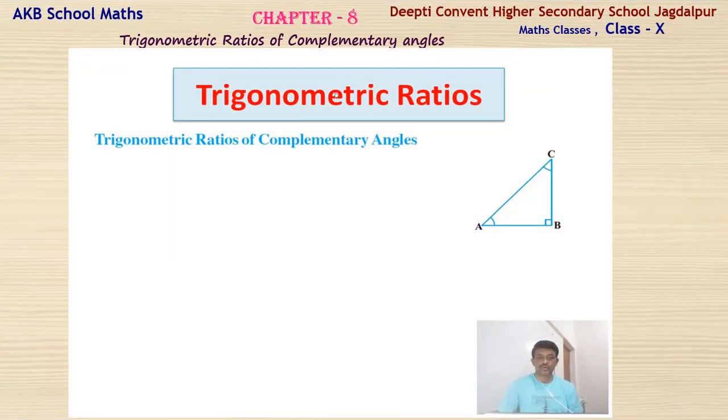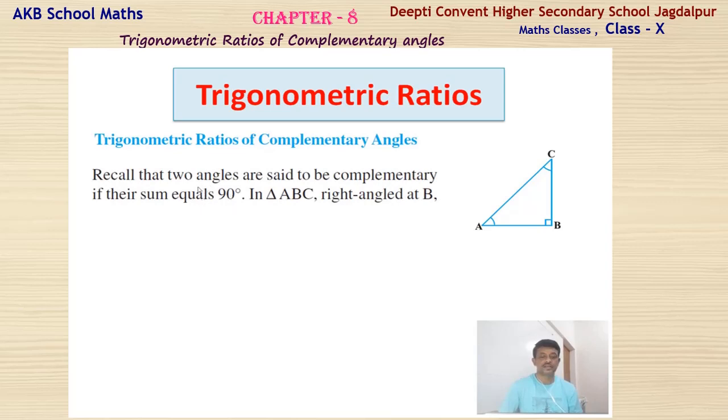Now we are trying to find the trigonometric ratios of complementary angles. You know complementary angles are what? The sum of them is equal to 90. Suppose B is the right angle in triangle ABC, then angle A and angle C, the sum of these two is also 90 degrees. So angle A and angle C are complementary angles, and their sum is 90 degrees.